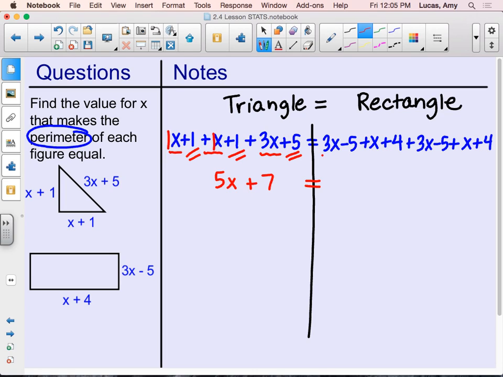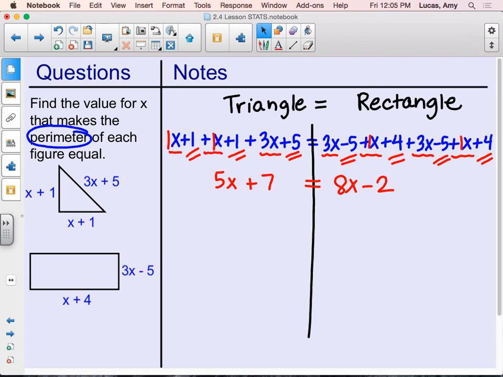Now I'll do the same over here. 3x plus 1x, that's 4x, plus another 3x and another 1x, that's 8x. Negative 5 plus 4 is negative 1. So negative 1 combined with negative 5 is negative 6, plus 4 is negative 2. So you've got to be careful with your signs.